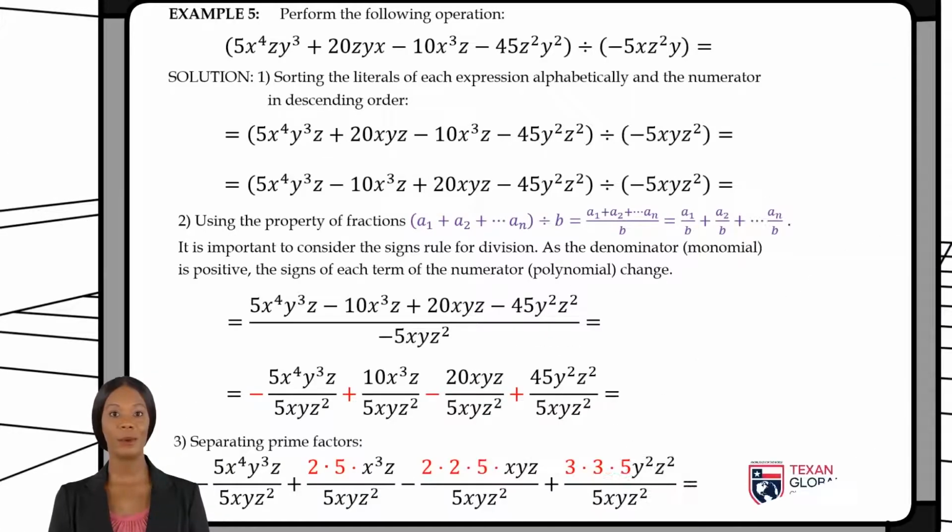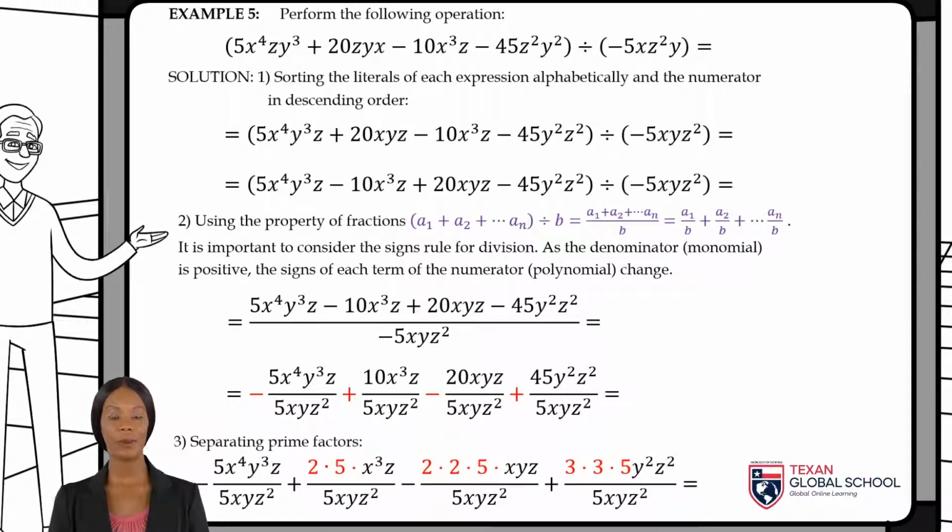In this other example of a polynomial divided by a monomial, we alphabetically sort the literals of each expression, and the numerator in descending order. Then, using the property of fractions, we separate each term of the dividend by the divisor. It is important to consider the signs rule for division. Since the denominator, that is, the monomial, is negative, all the signs of each term of the numerator change.